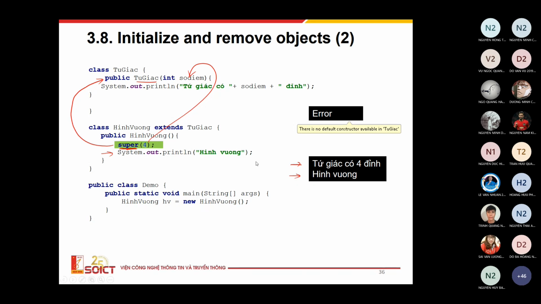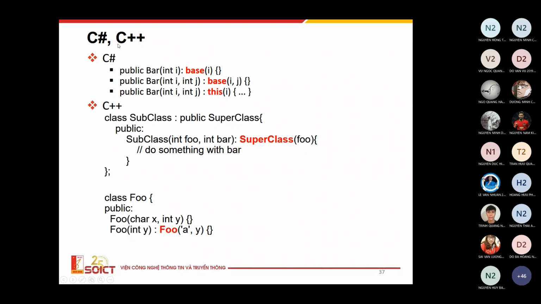So you can have another way to call the constructor of the superclass in C# and C++ like this. Okay, you can use different commands in C++ and in C#.